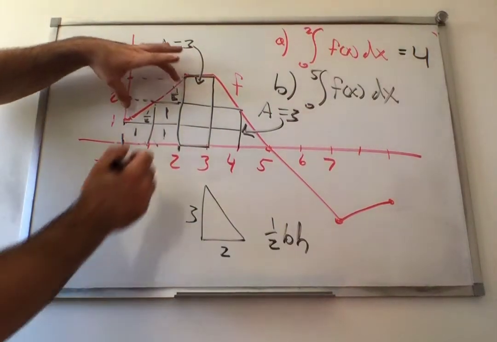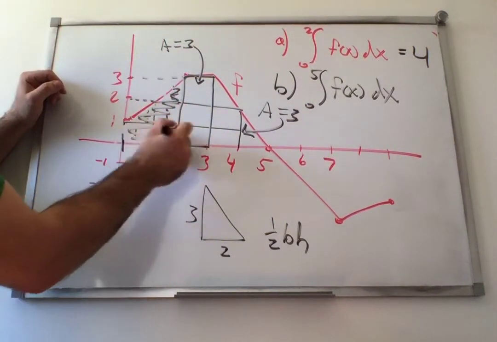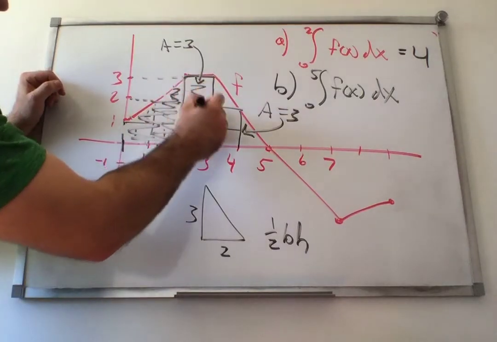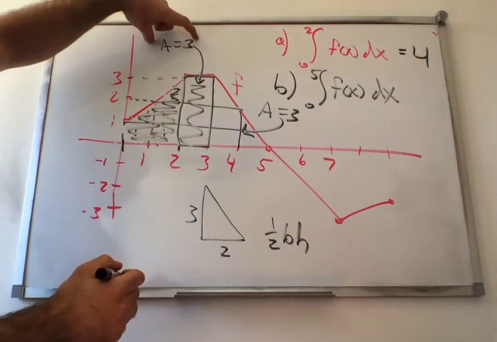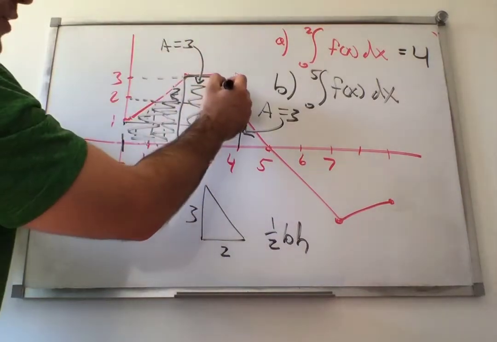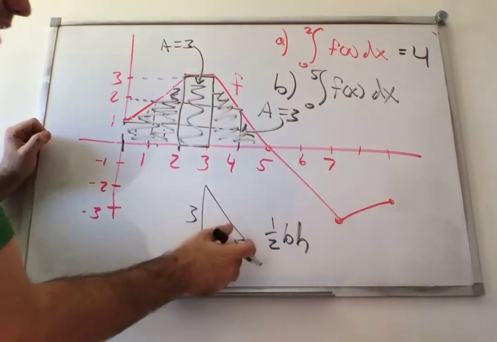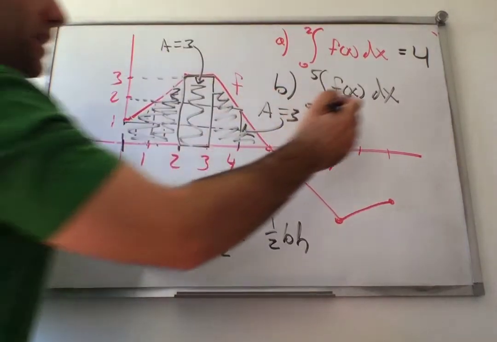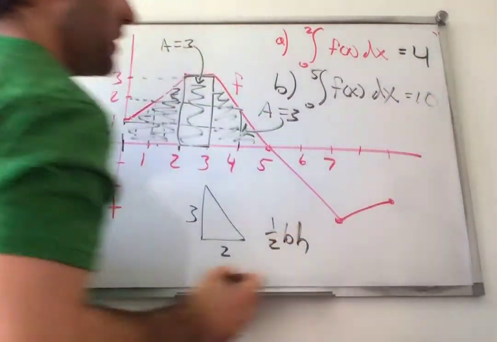I know the area of this portion from the previous problem. I know the portion from finding this piece, it's a rectangle. I know the area of this one, it was the area of a triangle. So 4 plus 3 plus 3, the area here must equal 10.